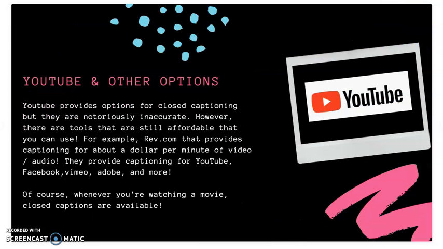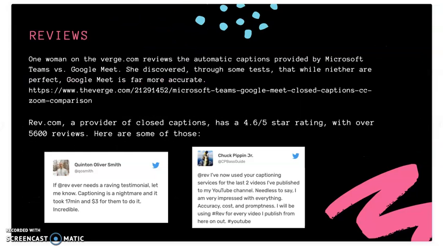So YouTube does provide closed captioning, but it is notoriously inaccurate. So first of all, you can proofread your captions. That is definitely something you should do if you are using the free captioning available through YouTube. But if you don't want to do that, you can use an outside company like rev.com that provides captioning for about $1 per minute of video or audio. They provide captioning for YouTube, Facebook, Vimeo, Adobe, and more. So that is an affordable way to have somebody else do your captions for you. And of course, whenever you're watching a movie, you can, of course, include captions.